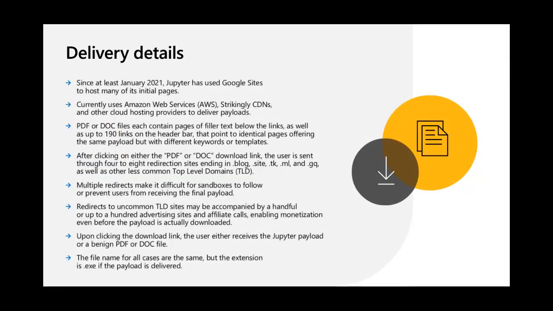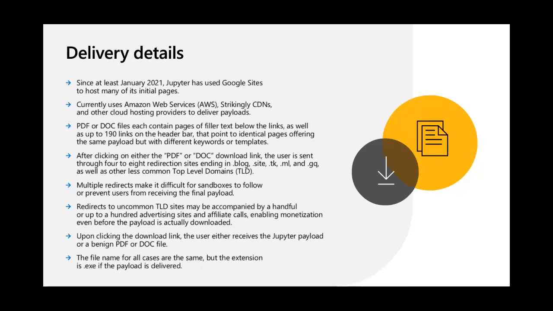As of this past year, we've seen them use Google Sites, Amazon AWS, and Strikingly CDN, but they have used other services as well, including web.app and potentially other services that they will use in the future for the same purpose. The only real limiter here is they need a cloud provider that will allow them to host a large series of PDFs at once, and that will probably be resistant to taking them down.